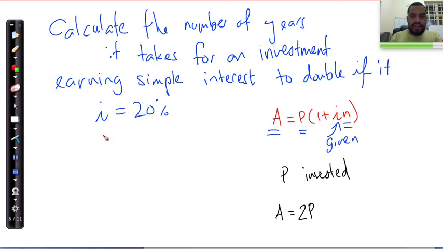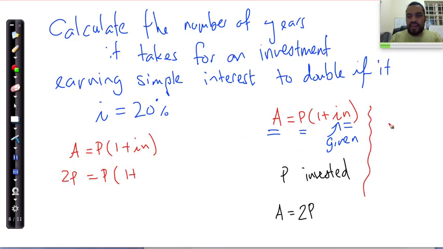Okay, let's look at that example. I'm going to start with A equals P(1 plus I) multiplied by N, and A is going to be 2P, which is equal to P(1 plus I), and remember I is a rate. We're really working with 20%. 20% is the same as 20 over 100, which is exactly the same as 0,2. So we're interested in 1 plus 0,2 multiplied by N.